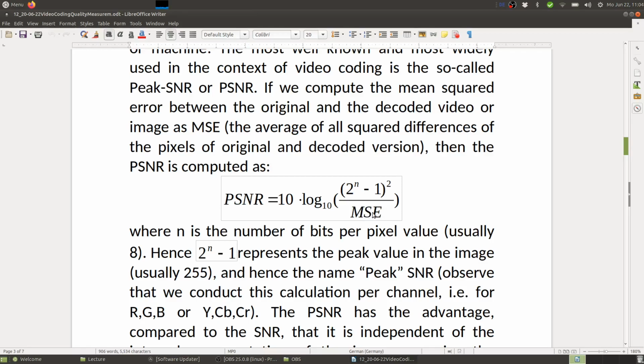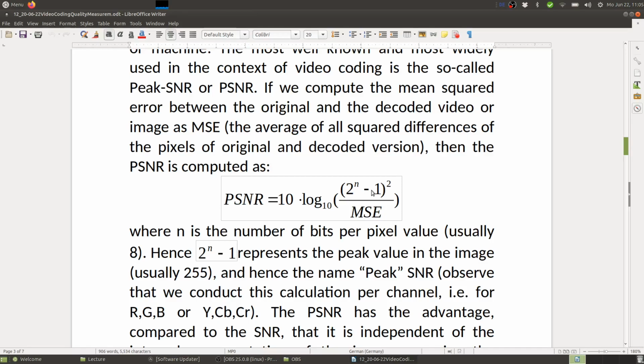Which means if we have a small error, then this number becomes big. And then we normalize it by this constant, 2 to the power of n minus 1, squared. And this n here is the number of bits per pixel value. So usually when you have a color picture, for instance, or just the luminance, you usually have 8 bits, right? So that means n, lowercase n, would be 8. So in that case, this constant would be 255, and this is usually the case.